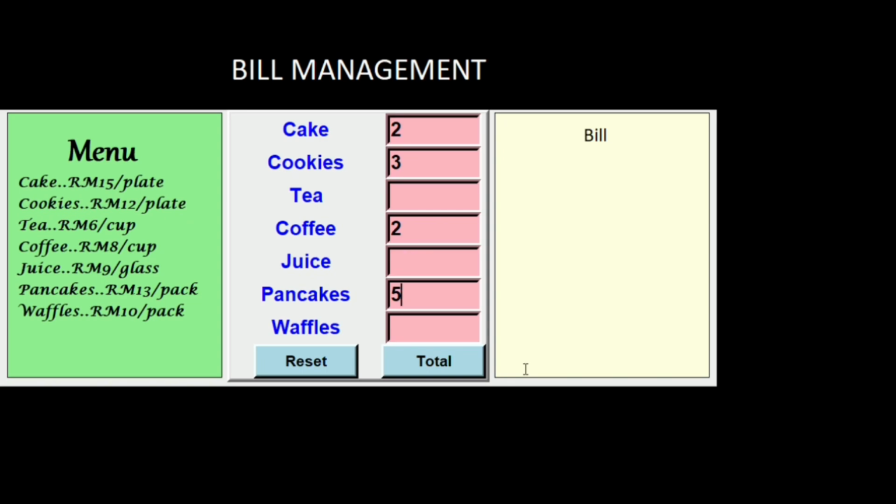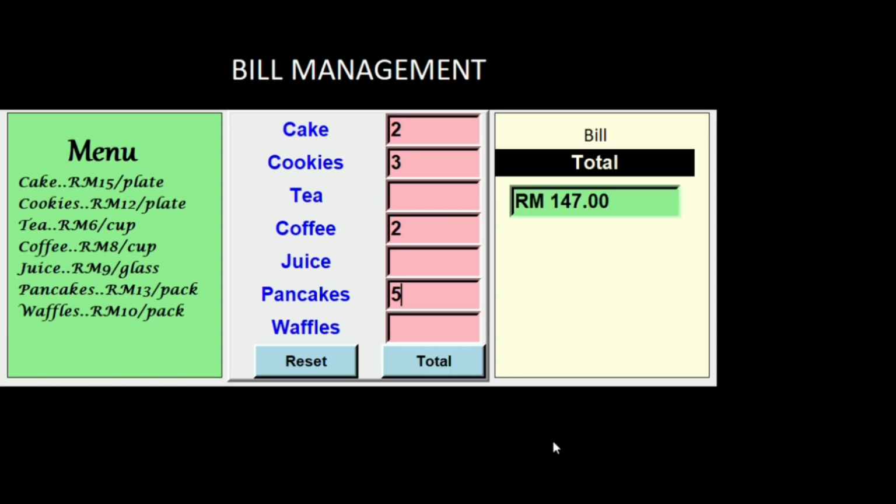I click the total button and then the bill will display the total for the menu I have ordered. This sums up the quantity I have entered in the entry boxes.